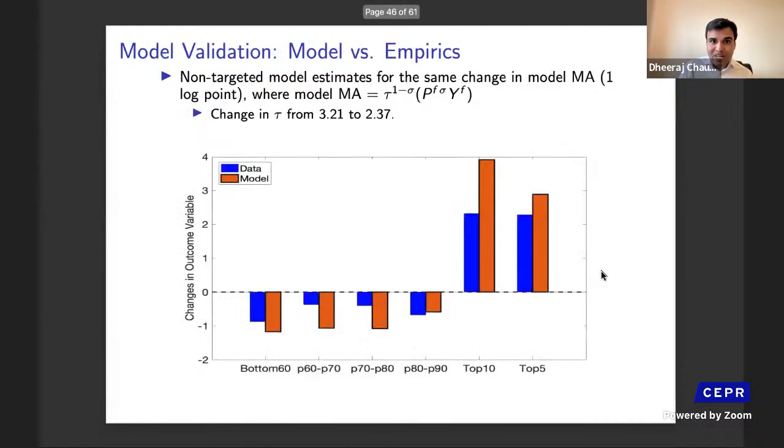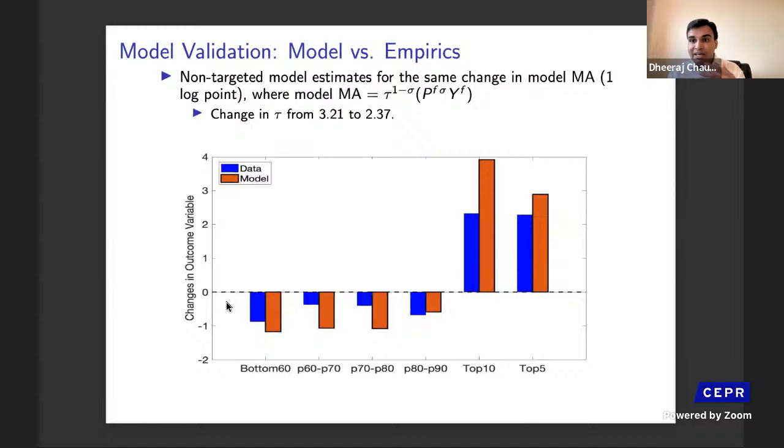So next thing I also do is that the model does not only behave well in steady state, the model also does well in terms of what happens when you hit the model with a shock. So what I do in this figure is I study the impact of trade cost decline in the model and in the data both, and along the wealth distribution. So I study what happens when market access goes up. When market access goes up in the empirics, in the blue line, I show that the top 10% wealth share goes up, top 5% wealth share goes up, and the wealth share held by other deciles go down.